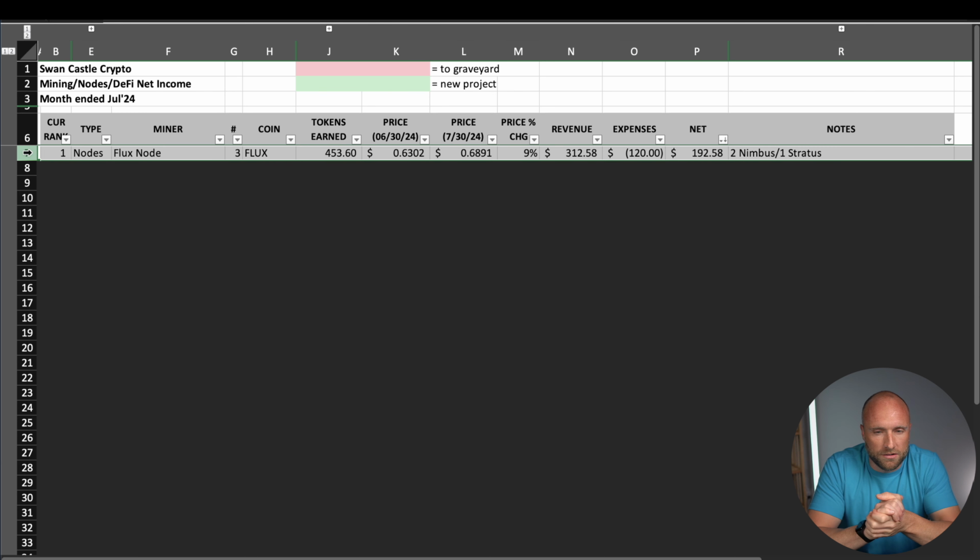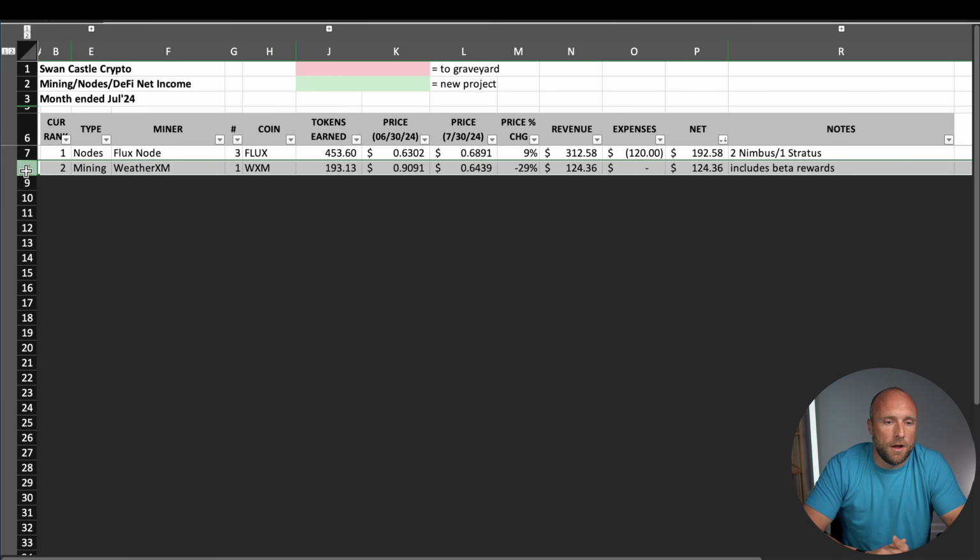The yield on these Flux nodes is really not very good anymore. So I'm making a decision to reduce my exposure to Flux at this point. But for the time being, I will continue to run my 2 Nimbus and 1 Stratus node. But if we don't see some continued good performance out of the Flux token, I may end up closing down my Flux nodes at some point and moving on to some more lucrative projects.